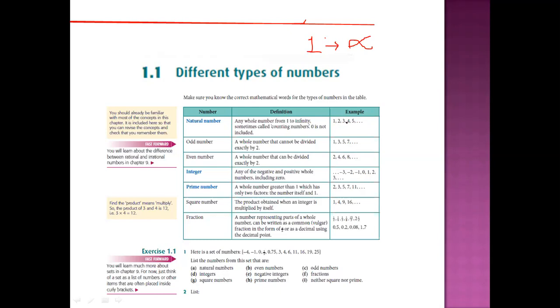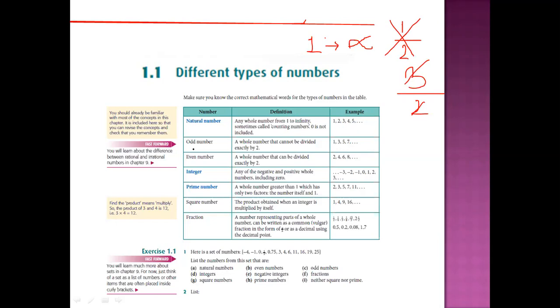We need a whole number, not 1.5 or 1 over 2. 0.5 is not a natural number, and 1.5 is also not a natural number. 1.5 is in fraction form 3 over 2. So first of all we need a whole number, and after that positive values.